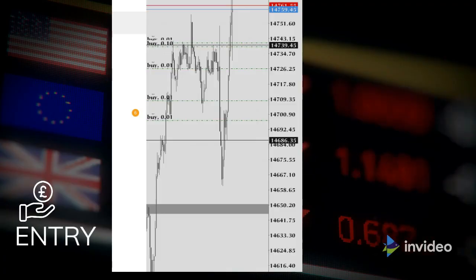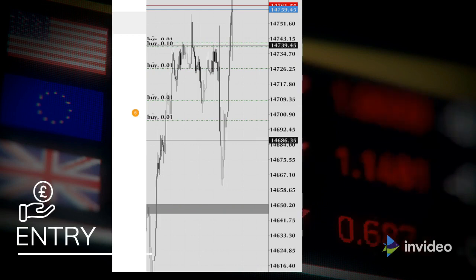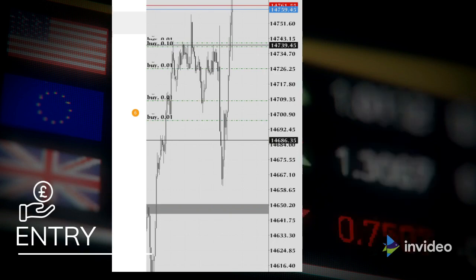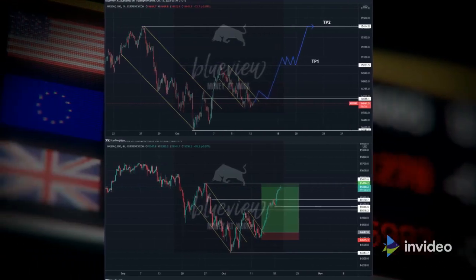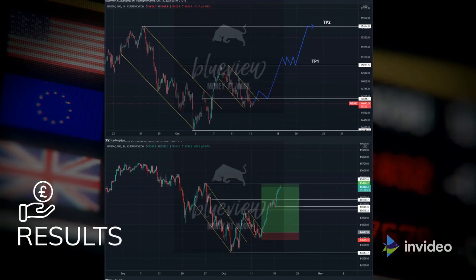Guys and girls, as you can see, we did take the trade, and this is our entry. This is where we took the buys of Nasdaq, and you can see we took this on a real account. And then here you can see that the market respected our setup.